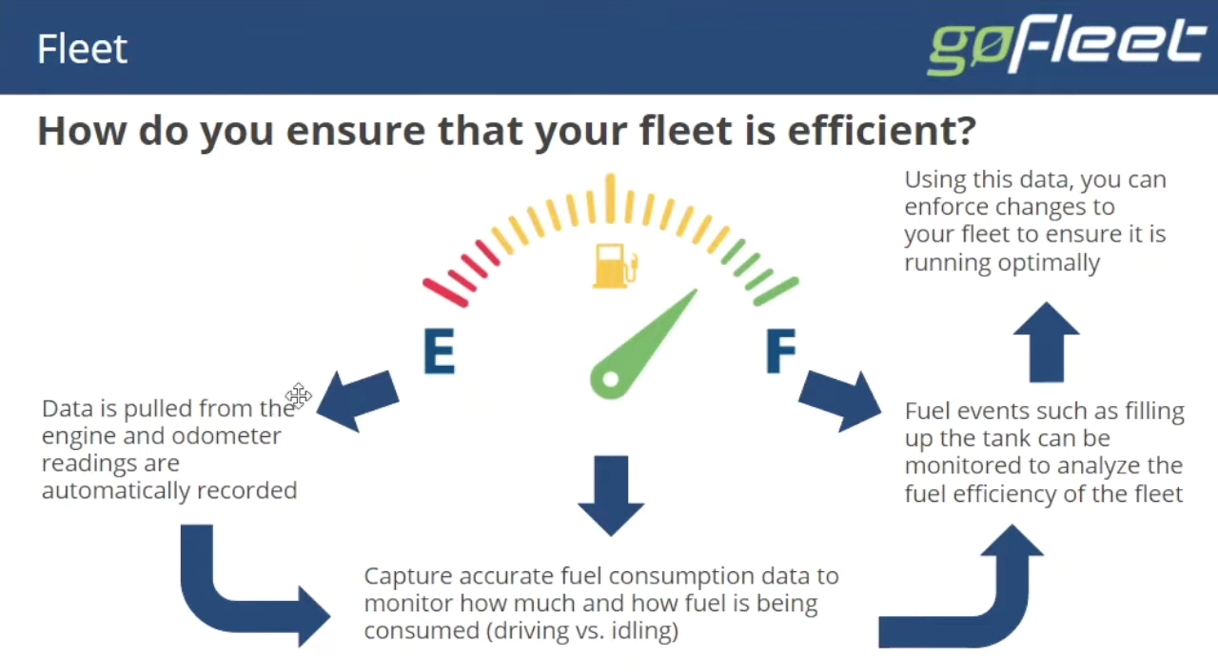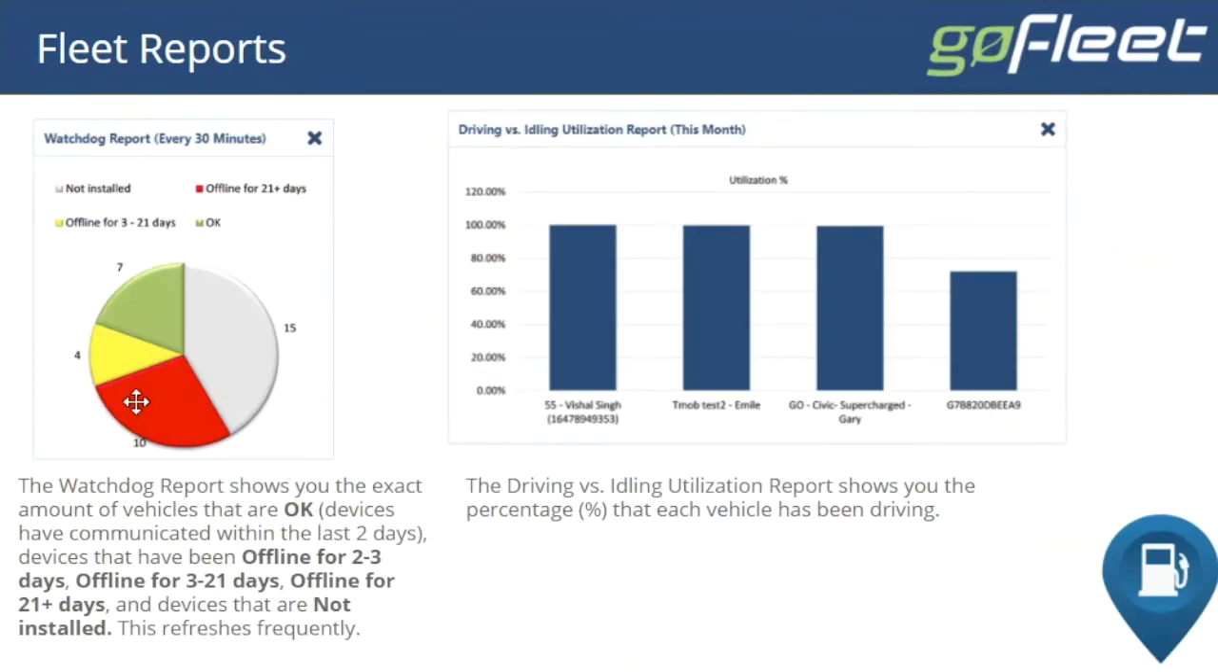To ensure that your fleet is efficient, ensuring that your devices are communicating properly is very important. GeoTab pulls engine data, odometer readings, fuel consumption data, and other data that is automatically recorded. So as you can see here, the watchdog report shows you the exact number of devices that are communicating offline for a certain amount of days or are simply not installed.